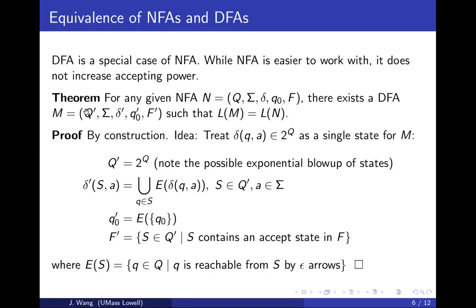So here's a theorem. For any given NFA N, there exists a DFA M such that L of M is equal to L of N. So in other words, they accept the same regular languages. And the proof is straightforward. It's by construction. The idea is to treat the output of a transition as a single state. So then of course you get more states. You'll get 2 to the length of Q many states.